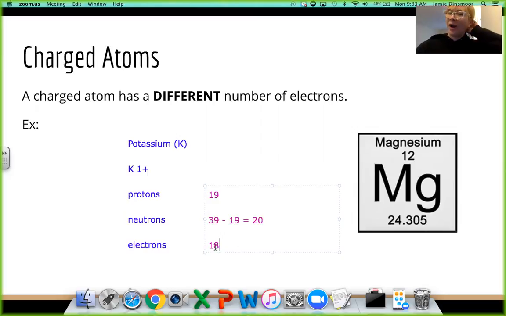Electrons, right? We're thinking about negatives and positives here. We want to be left with a positive charge of 1. We have 19 positive charges already. So in that case, we're basically missing 1 electron here. So we would have 18 electrons.